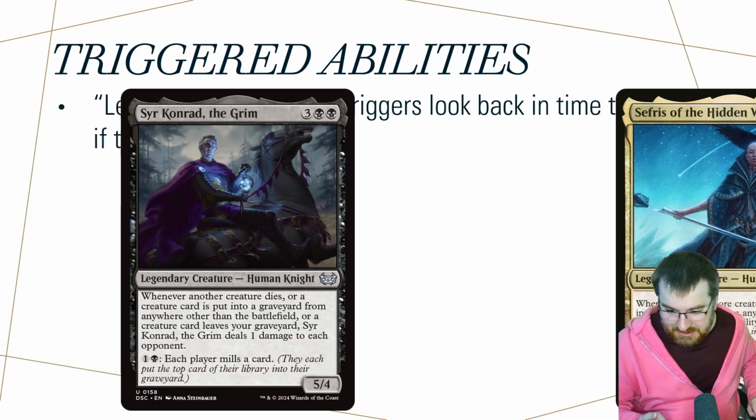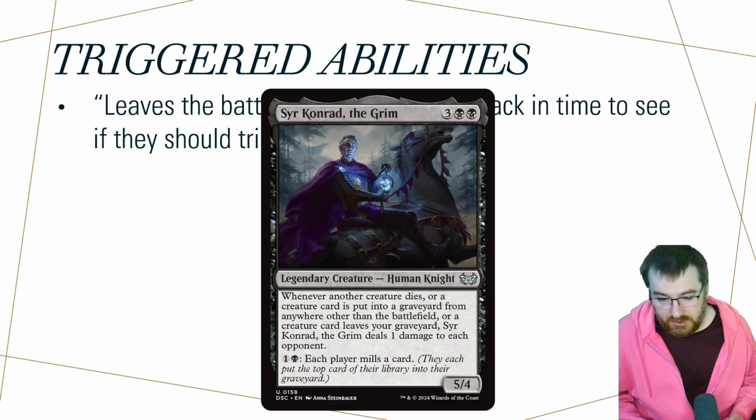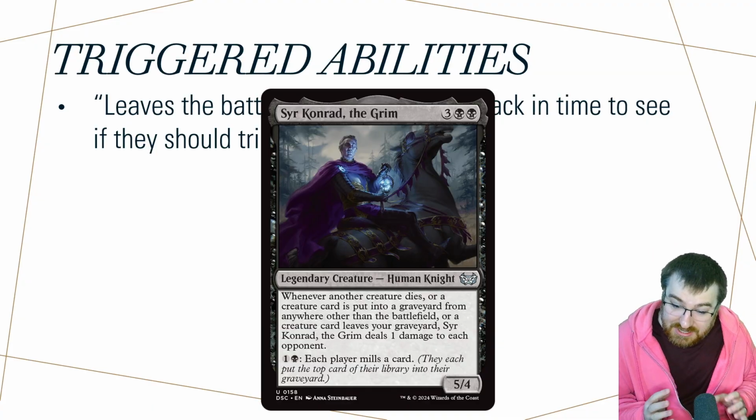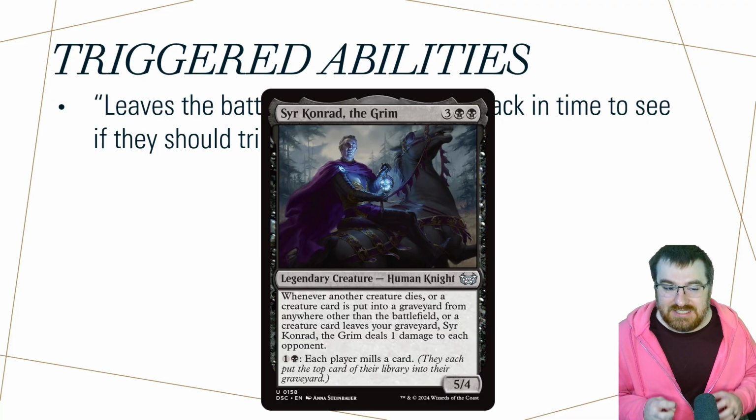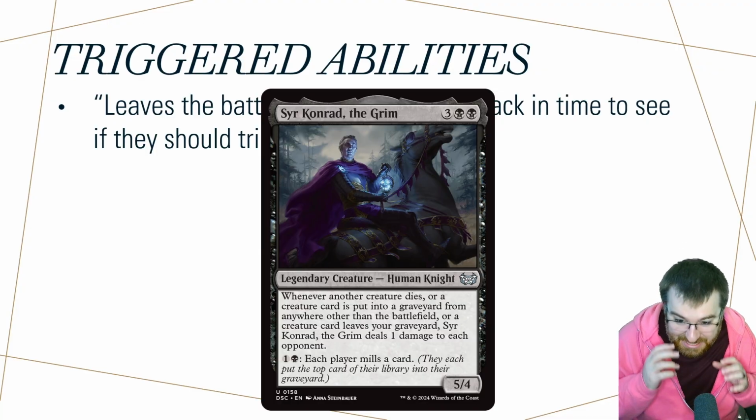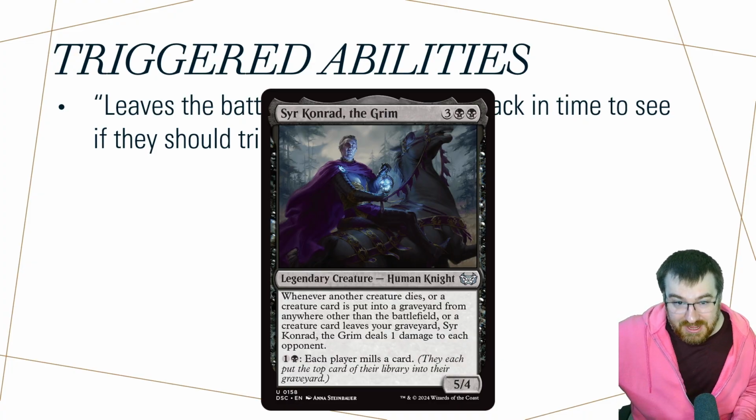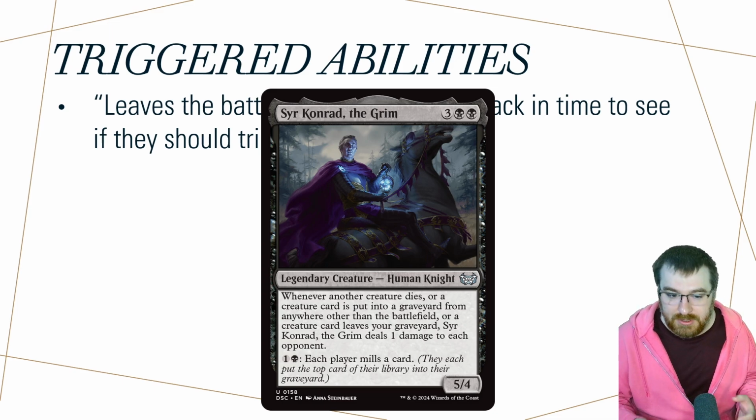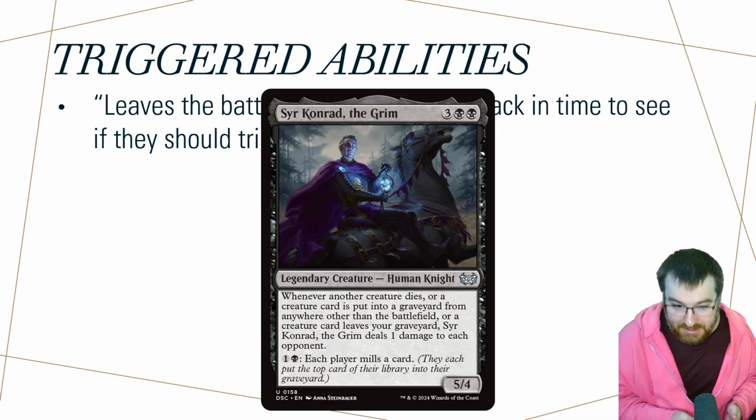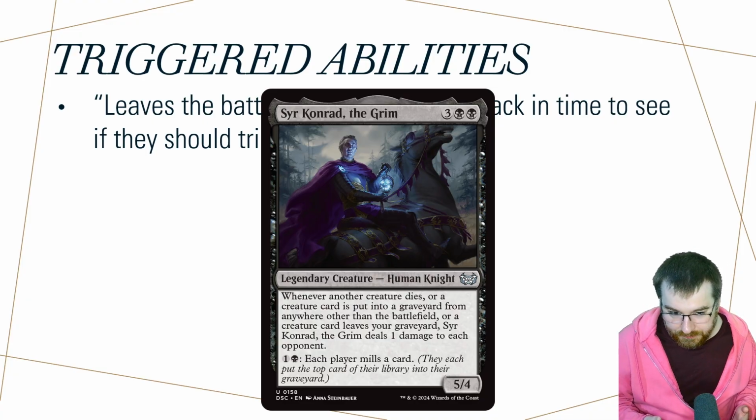Consider instead, as a comparison, Sir Conrad, whose triggered ability is incredibly wordy, but does include the phrase whenever another creature dies, which means that this ability is a leaves-the-battlefield trigger, even though it has other trigger conditions that could cause this ability to trigger. In the event of a board wipe, the triggered ability fairy will look back in time to see how many times Sir Conrad should trigger from creatures dying.